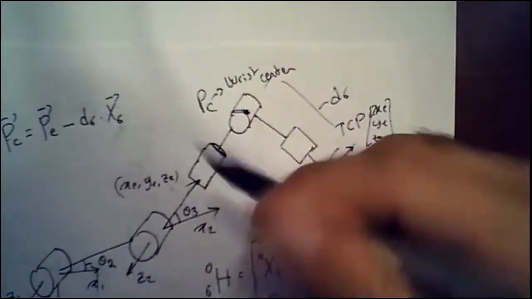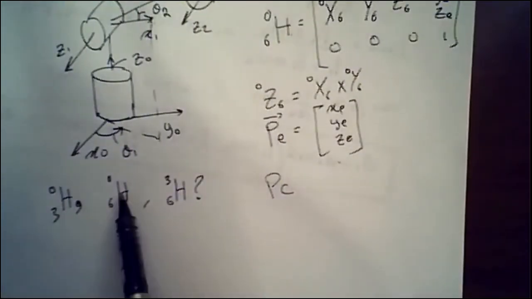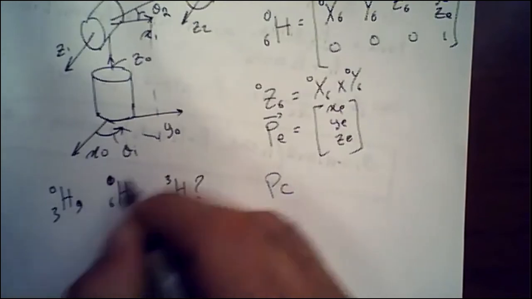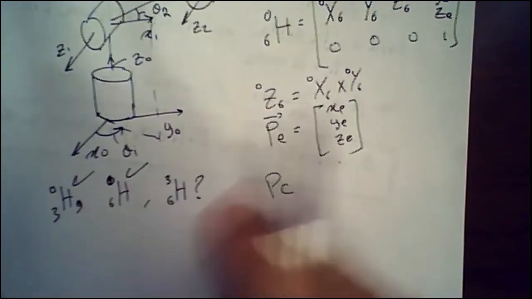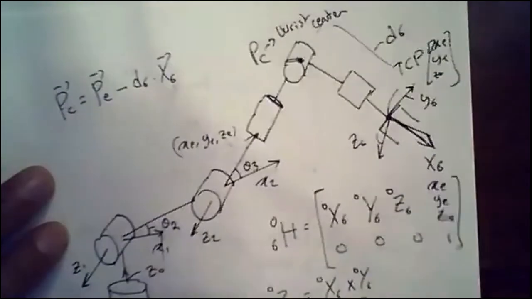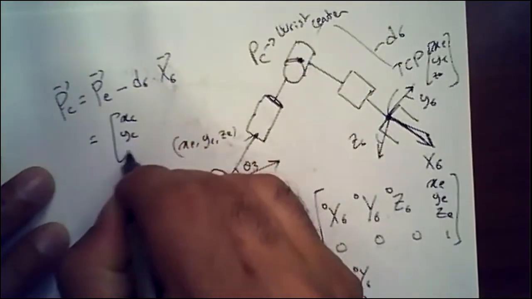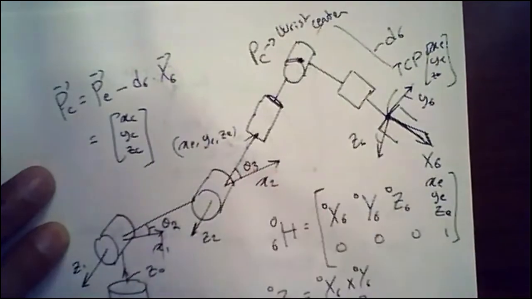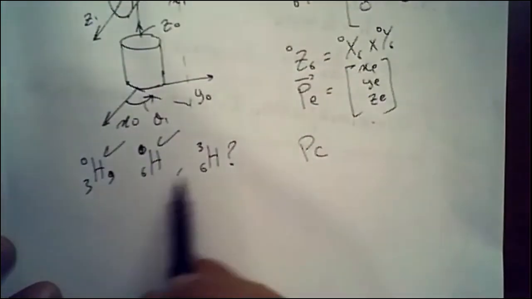But before I put the DH frames here, I want to show you how we can do this. We have H03, and H06 is given. This is known now, based on obtaining PC. PC simply returns XC, YC, and then ZC, and we use those to find theta 1, theta 2, theta 3 based on the geometry of the robot. So how do I find H36?